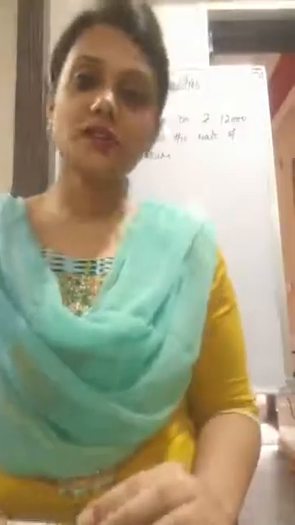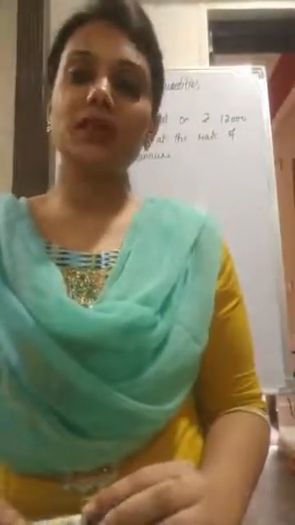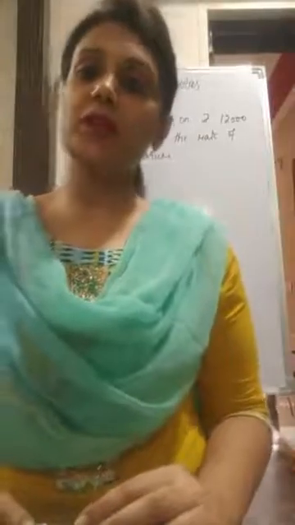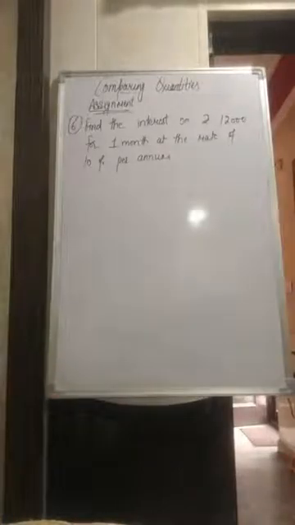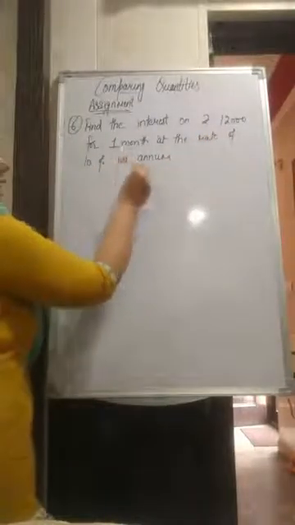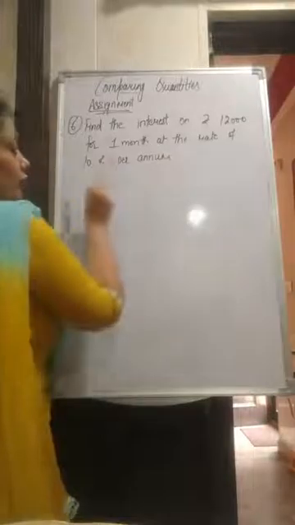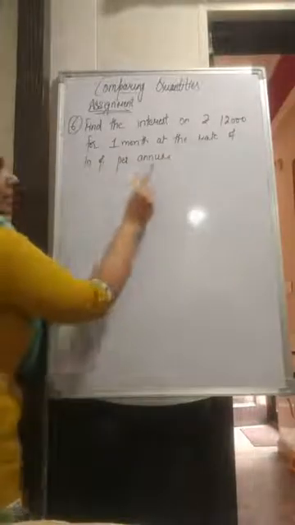Good morning, students. Let's continue with the assignment of chapter number 8, comparing quantities. So now we have to start with question number 6. Here it is. Find the interest on rupees 12,000 for 1 month at the rate of 10% per annum.